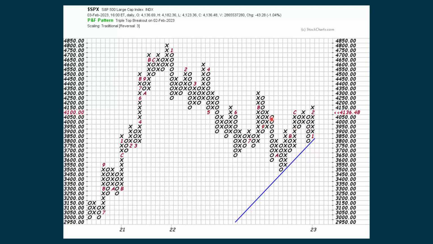Point and figure chart, we did look at this earlier in the week, but I just wanted to bring this back up, where we're looking at a triple top breakout that was generated after Thursday's session on February 2nd. This is looking more positive. We see the blue line underneath, which is marking an uptrend.